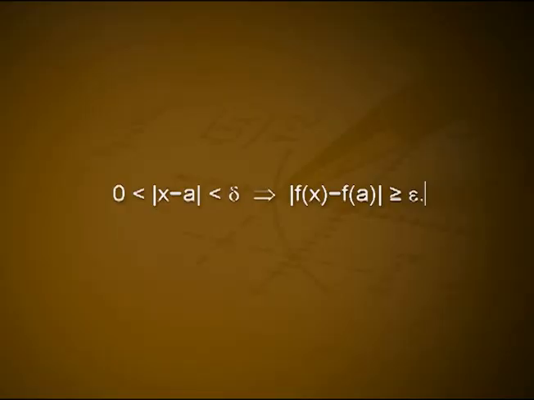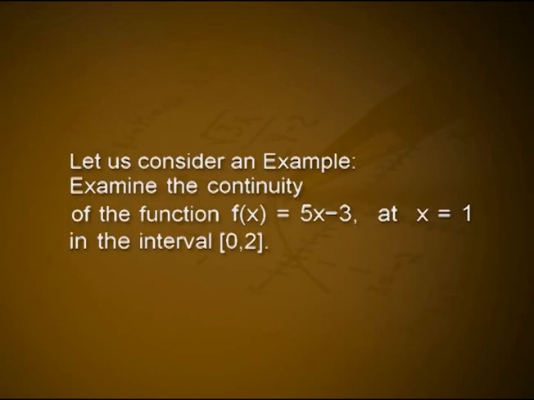Remark: if f is not continuous at a, then there exists one epsilon greater than 0 and a point x in the set A such that for all delta greater than 0, 0 less than absolute value of x minus a less than delta implies that absolute value of f of x minus f of a is greater than or equal to epsilon. Let us consider an example that examines the continuity of the function f of x equal to 5x minus 3 at x equal to 1 in the closed interval 0 to 2.